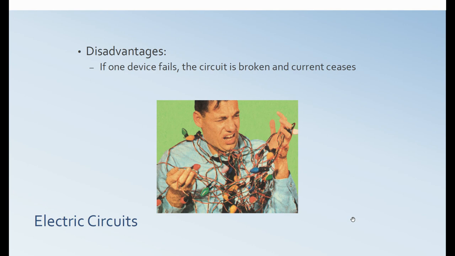Serial circuits are really easy to set up because you're just going from one device to another device to another device. But series circuits have one big disadvantage, and that's if one device in the circuit fails, the circuit's broken, and then the current ceases, and then none of the devices in that circuit will work.